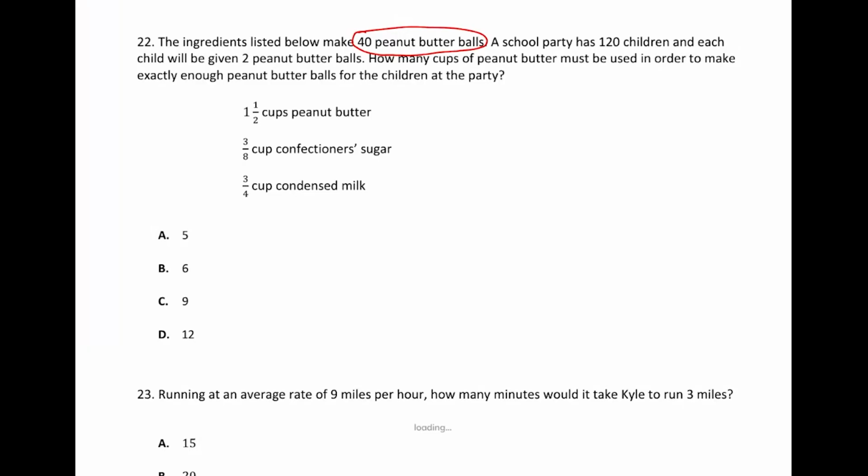So this 1.5 cups, I'm actually just going to rewrite that as 1.5 just to make the math a little bit easier. So 1.5 cups of peanut butter. So let's write this down. 1.5 cups of peanut butter is going to give us 40 peanut butter balls. I'll just call them PBBs. And we want each kid to get 2. There's 120 kids. So first of all, 120 kids, and each get 2 peanut butter balls, PBBs. So that's going to be, we need 240.